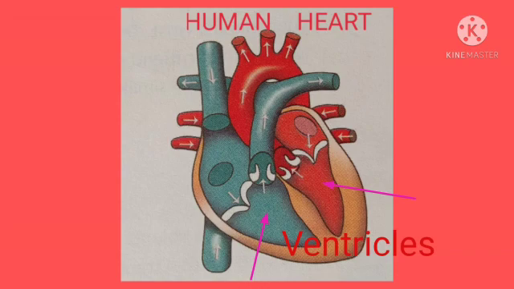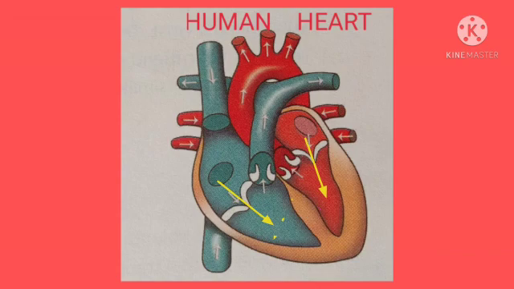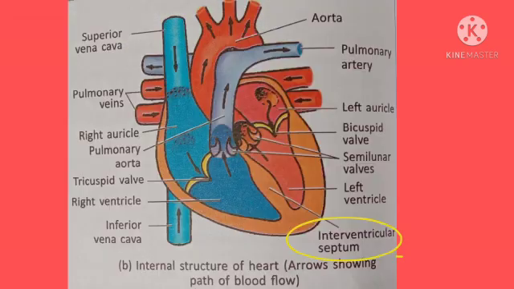The blood flows from the auricles to the ventricles. It does not flow from one auricle to another auricle. This is because of a thick muscular wall present in between the mid of the heart called a septum, separating the left side of the heart from right side. So between the auricles it is interauricular septum, and between the ventricles it is interventricular septum.